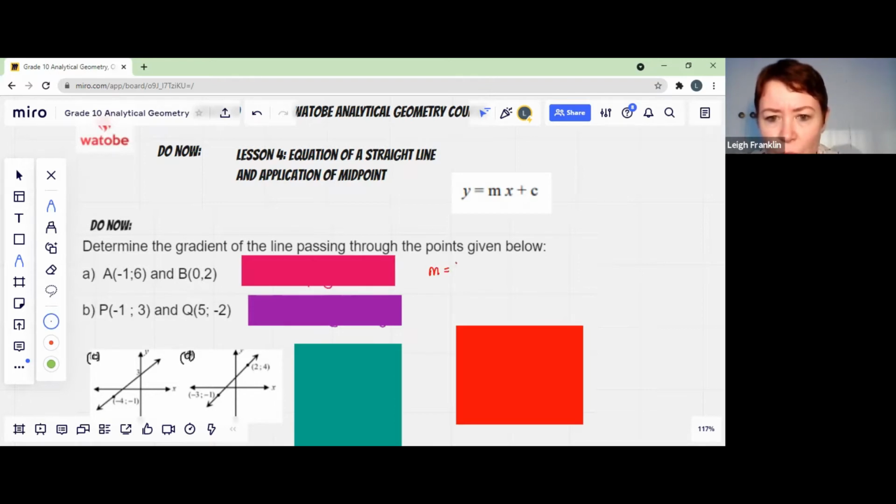It is the change in y over the change in x. Okay, so this is it written in red over here. Okay, I'm just drawing a little cloud around it.